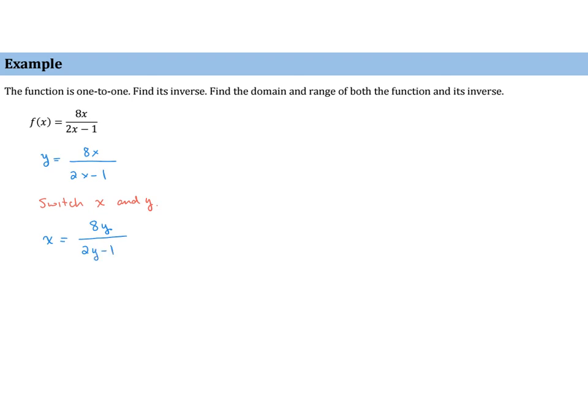Now let's multiply both sides by that denominator to clear the fractions. So 2y minus 1, I'm going to multiply both sides of our equation by that. So x is going to get multiplied by 2y minus 1, and then 8y over 2y minus 1 will get multiplied by 2y minus 1. On the left, we'll distribute, and we get 2xy minus x, and on the right, the 2y minus 1's cancel.